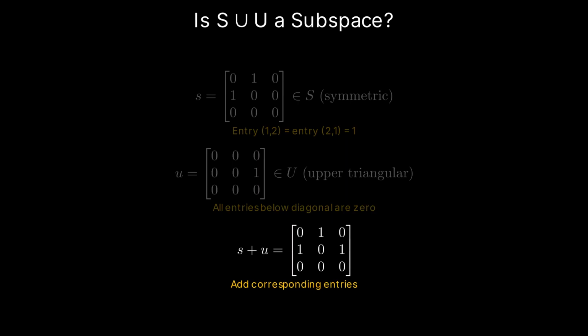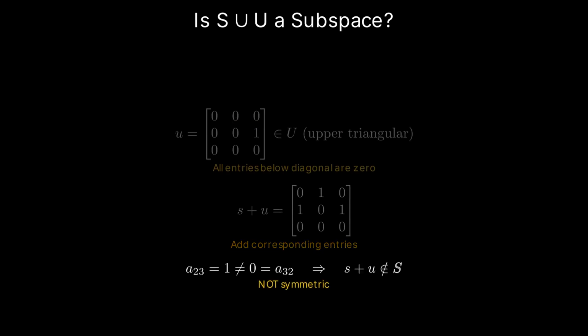Now add them. S plus U gives row 1: 0, 1, 0, row 2: 1, 0, 1, row 3: 0, 0, 0. Let's check. Is this sum symmetric? Look at entry row 2, column 3, it equals 1. But entry row 3, column 2 equals 0. Those are not equal, so the sum is not symmetric.